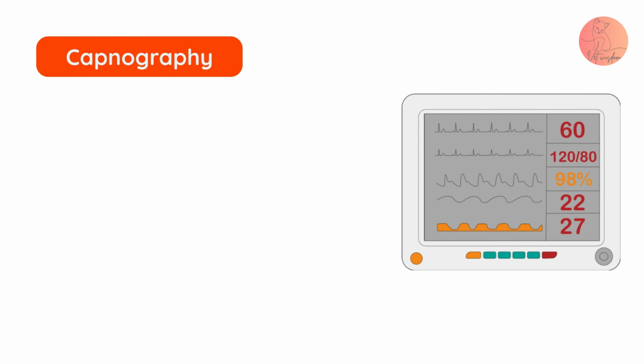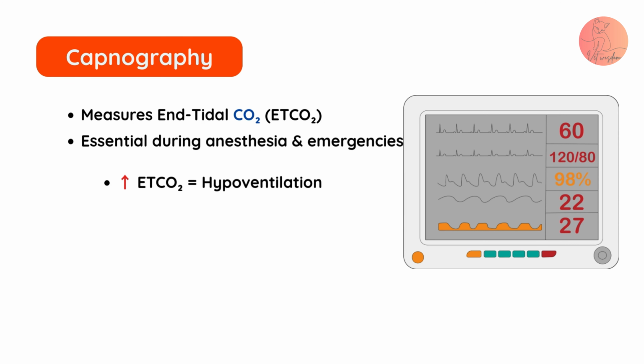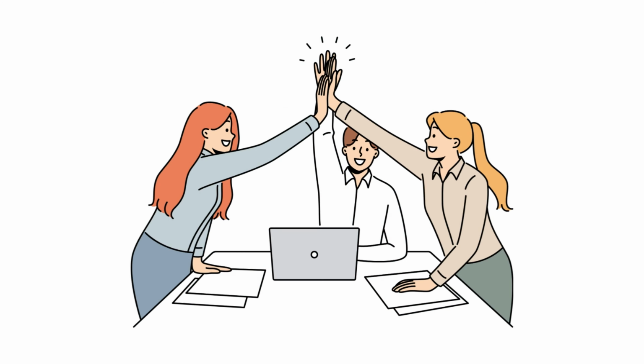Capnography, a method by which we measure end-tidal carbon dioxide, is a key tool in monitoring ventilation, especially under anesthesia. High end-tidal carbon dioxide indicates hypoventilation. Peripheral capillary oxygen saturation shows oxygenation. Both are important during clinical monitoring. And that wraps up the essentials of veterinary respiratory physiology.